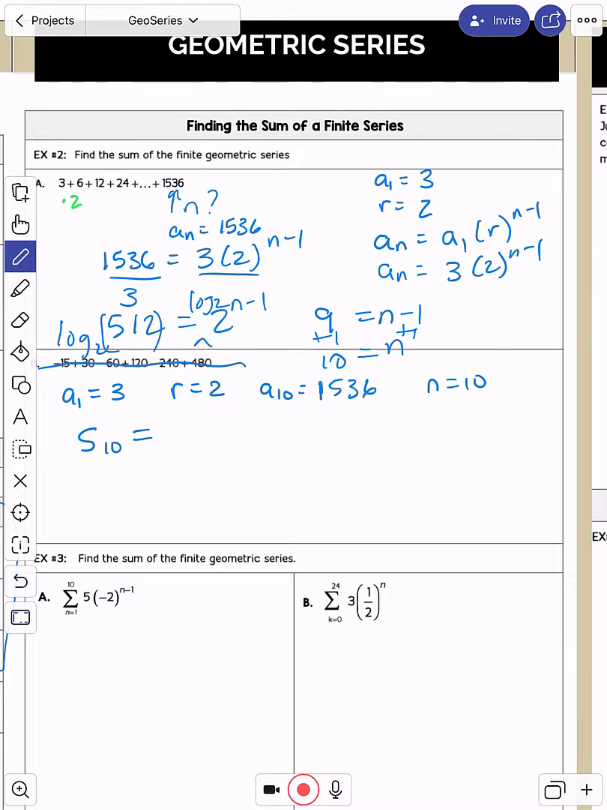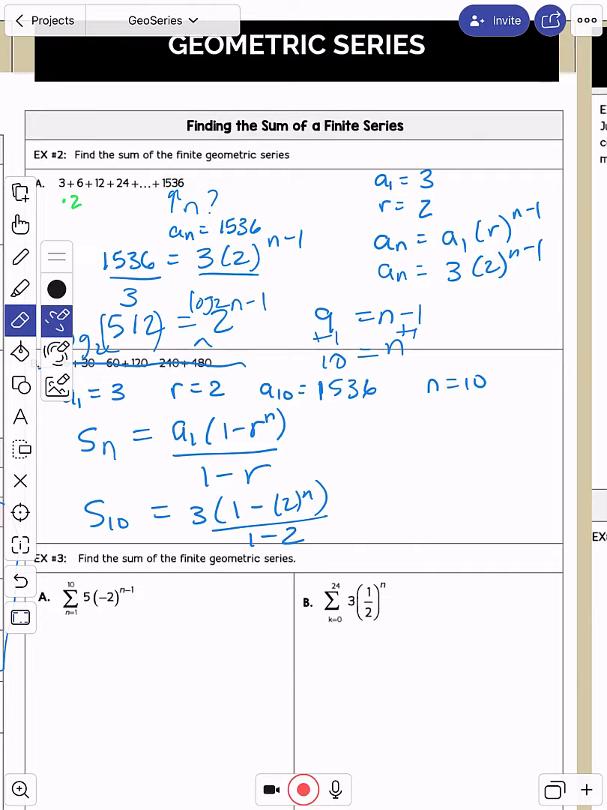All right, so going back to my formula, actually before I write S10, let me do Sn. So our formula Sn is always equal to A1 times 1 minus r to the n over 1 minus r. So now we have a plug and chug situation with n equals 10. So S10 is equal to 3 times 1 minus 2 raised to the n over 1 minus 2.